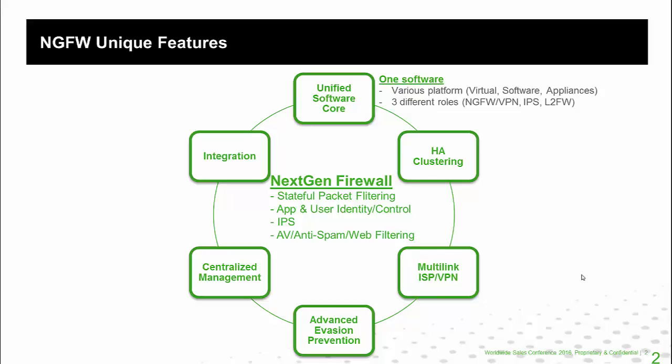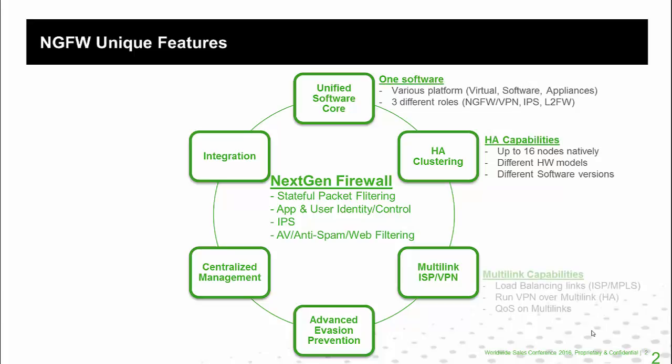Next, HA clustering. Although most of the firewall vendors out there can do HA, they all have some common limitations. First, most of the firewalls out there can only cluster up to 2 nodes. More importantly, for the HA cluster to work, they need to make sure that both firewalls are of the exact same model, and they must be on the same version in order for the cluster to work. However, we overcome this limitation by supporting up to 16 nodes in a cluster natively. And we also support HA of different hardware models and different software versions.